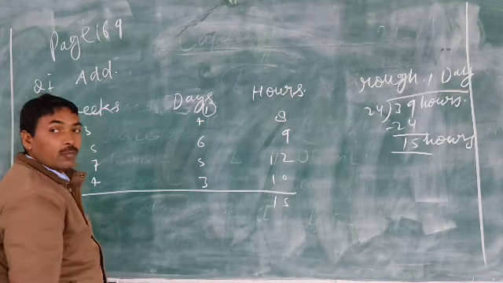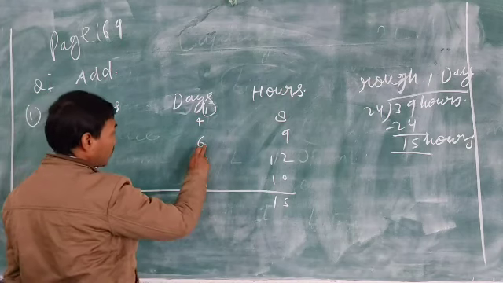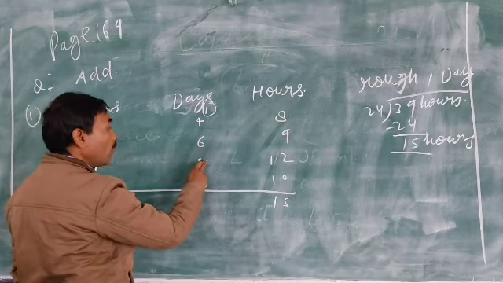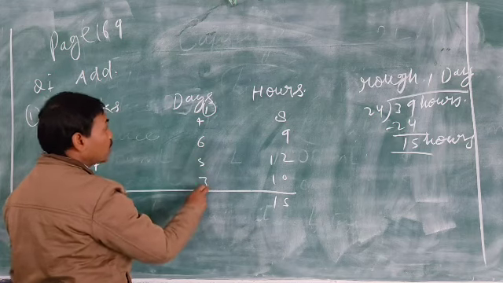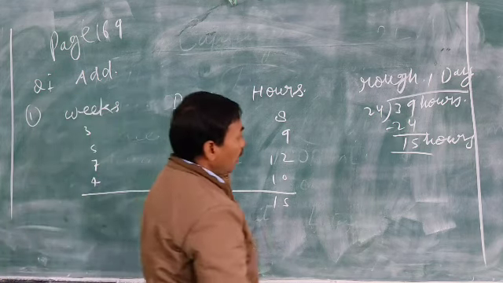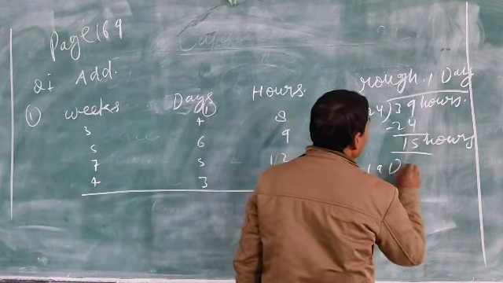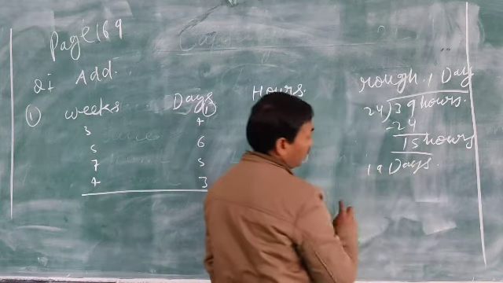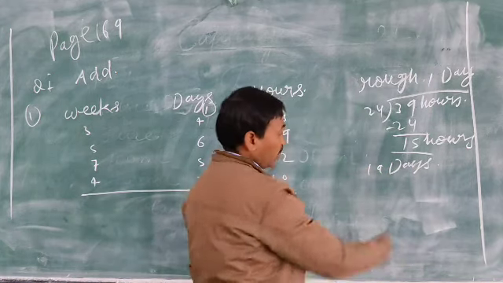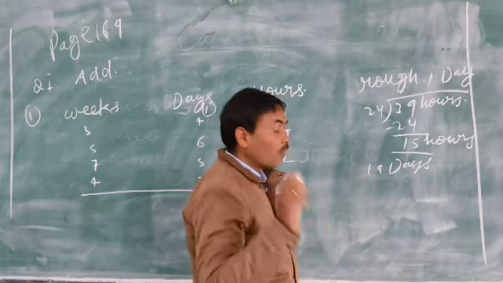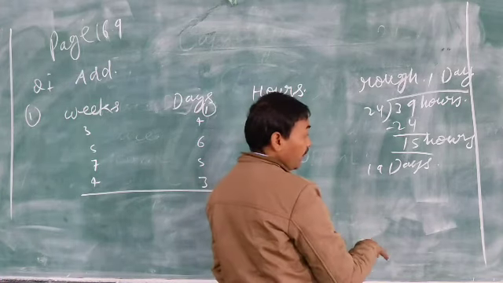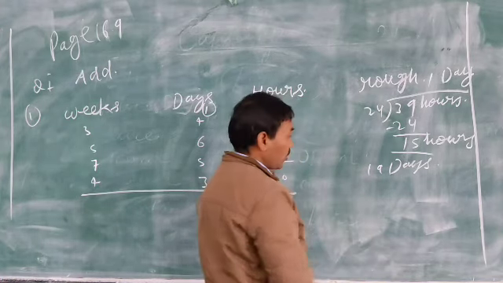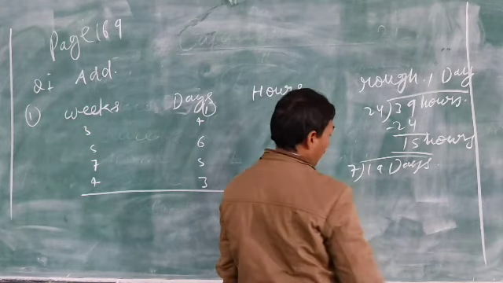And then you have to add the number of days: 4 and 5 and 6, 11 and 5, 16 and 3, 19 days. And 19 days you can convert into weeks. You know that 7 days make 1 week. So how many weeks will be 19 days? We should divide by 7.